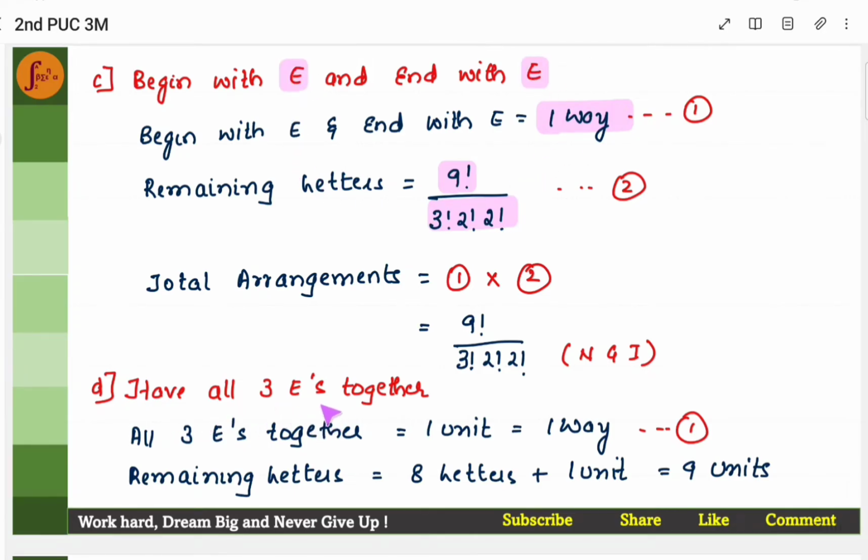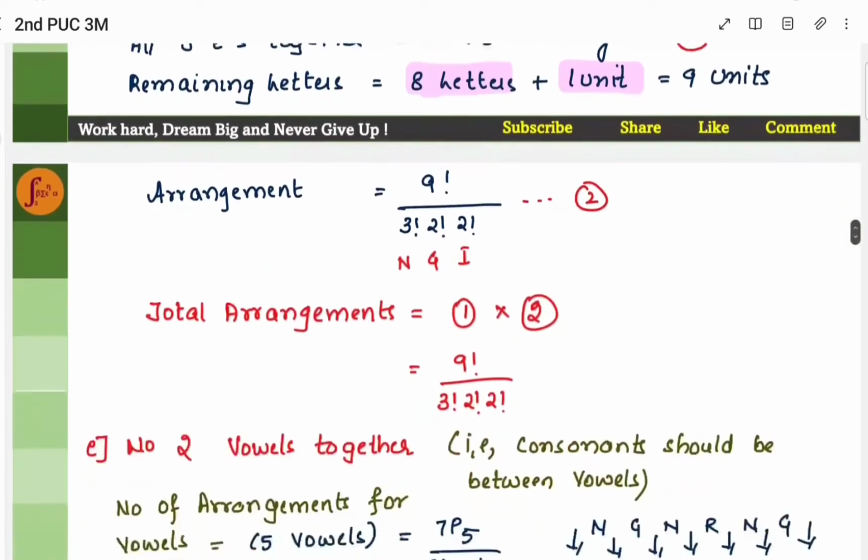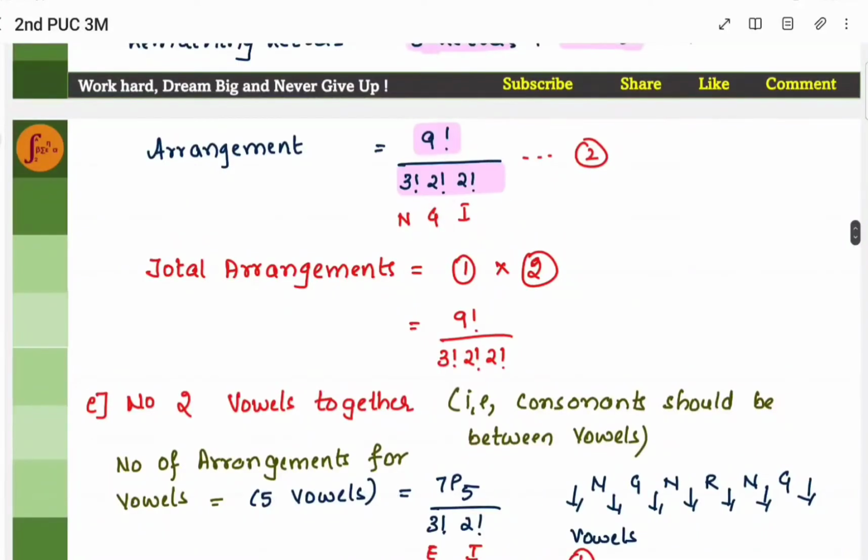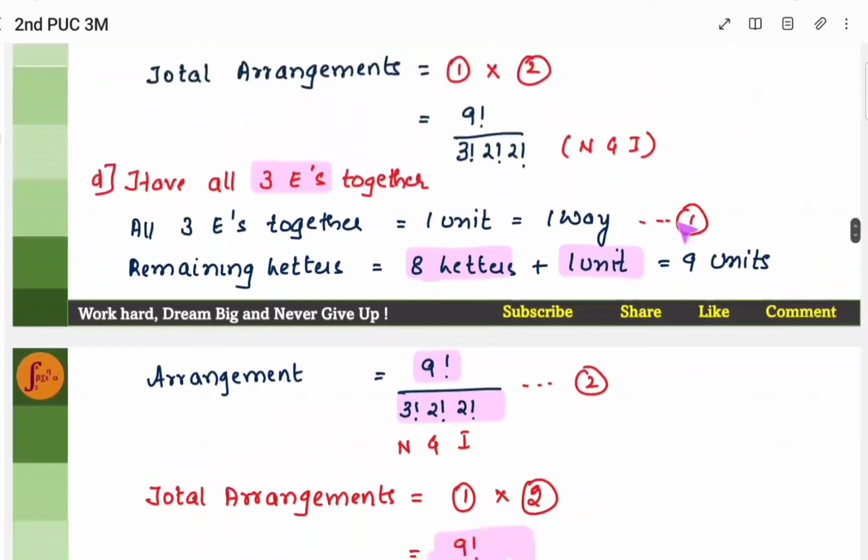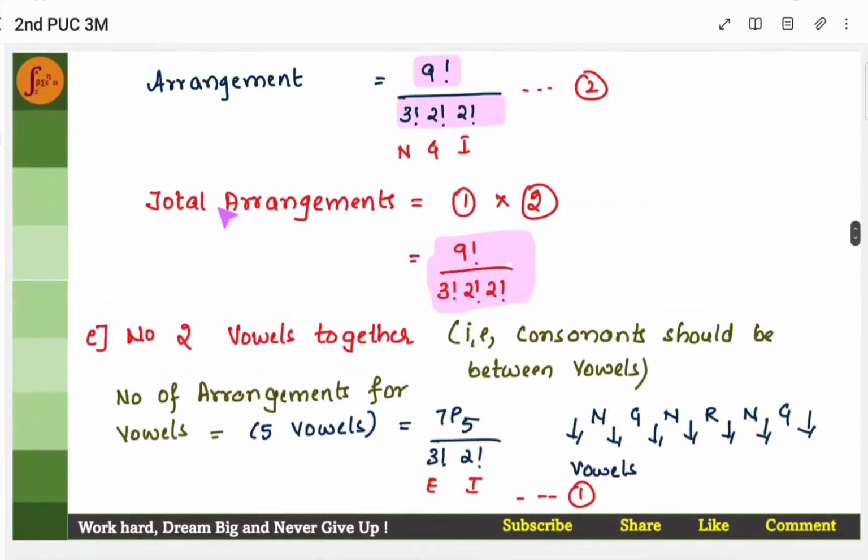Then fourth one is have all 3 E's together. Now they said all E's together, but they have not told where. It can be anywhere. So here you will add unit. Remaining letters and 1 unit, 9 units. So arrangements is 9 factorial by repeated letters. So here's the total arrangements. You have to multiply the unit arrangements and the remaining letter arrangements, and that will give you total arrangements.